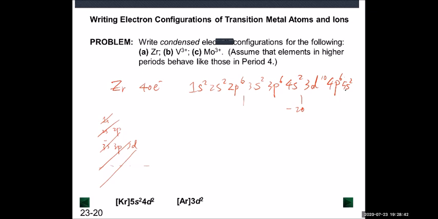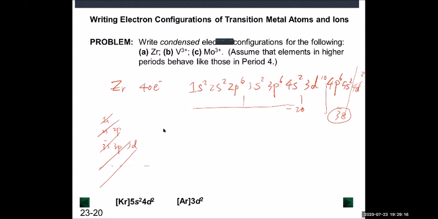After 5s2, the next will be 4d. And so far I used up 20, from here to here is 20. I added 10 more. So here together 38. So I have 38 electrons before the 4d, and that means I have 2 more electrons. 2 more electrons go to the 4d2. So that's the electron configuration for the atom, a transition metal.